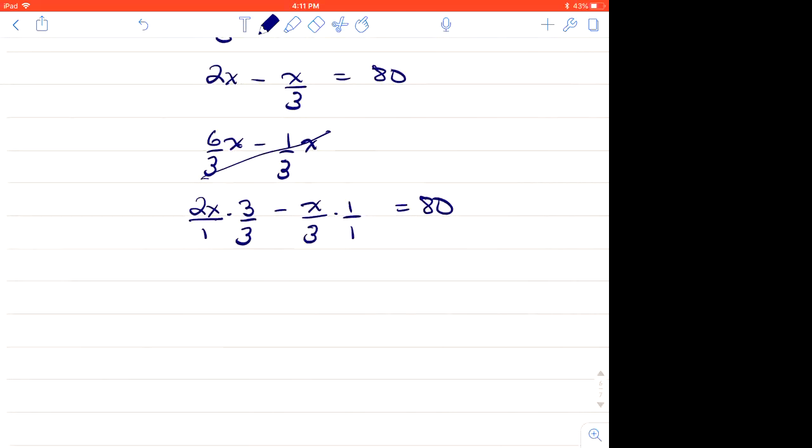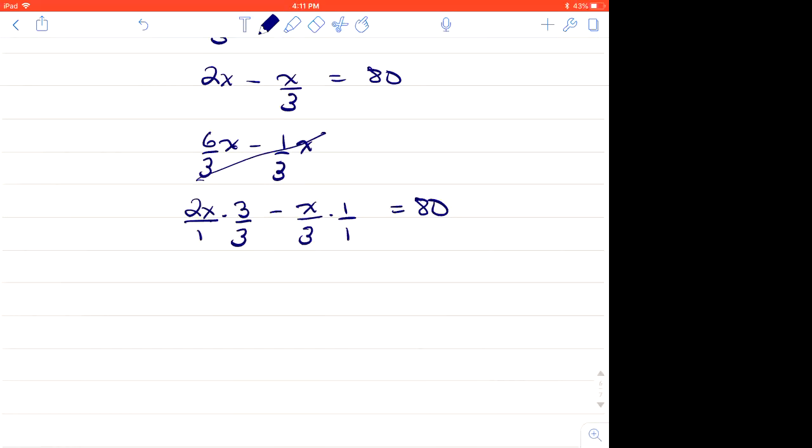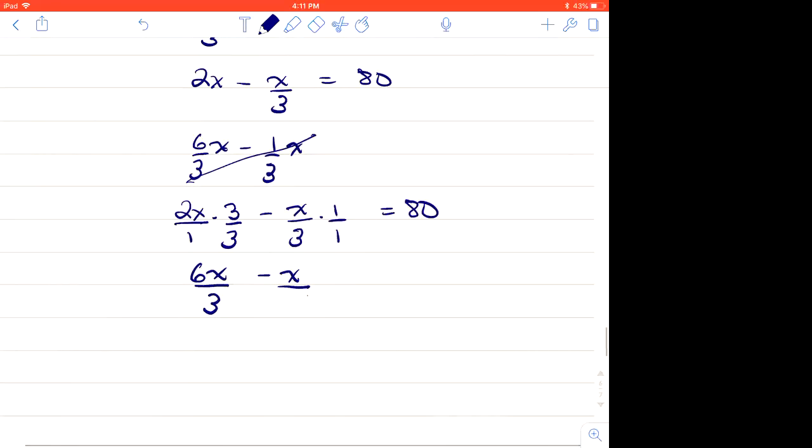So remember, the goal here is to collect like terms. But because we have the x over 3, the fraction, we can't add or subtract fractions unless we have a common denominator. Hey, that sounds like one of those days we met, adding and subtracting fractions. Like I said, it all comes into this. So now we can simplify this and say 2x times 3, that's the same as 6x over 3, minus x times 1 is just x over 3 times 1 is just 3.